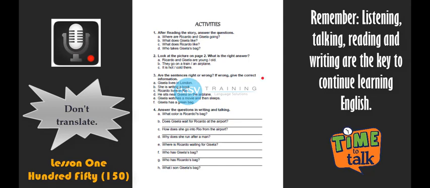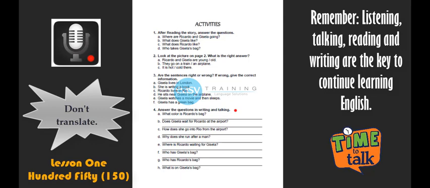Activity 3. You say whether these sentences are right or wrong. If one sentence is wrong, you should give the correct information. Sentence A. Gisela lives in London. B. She is writing a book. C. Ricardo lives in Rio. D. He sits near Gisela on the airplane. E. Gisela watches a movie and then sleeps. And F. Gisela has a green bag.